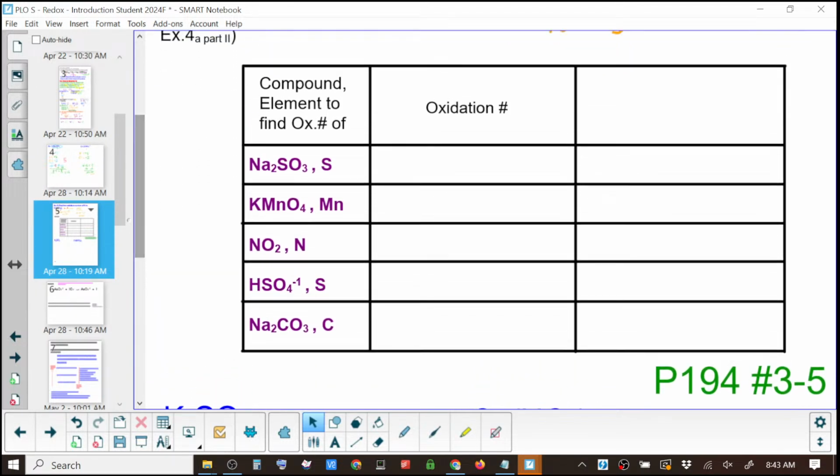For each one of these, determine the oxidation number of the one asked for. So this is the compound. I want the oxidation number of sulfur in there, manganese in there, nitrogen in there, sulfur in there, carbon.